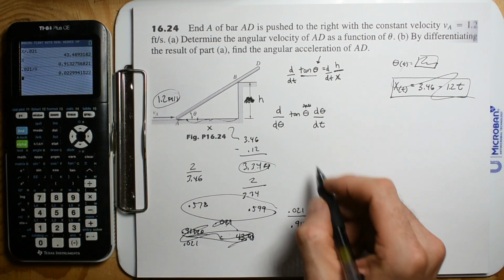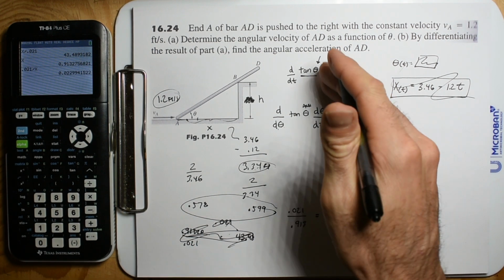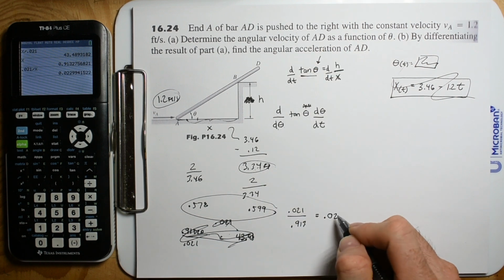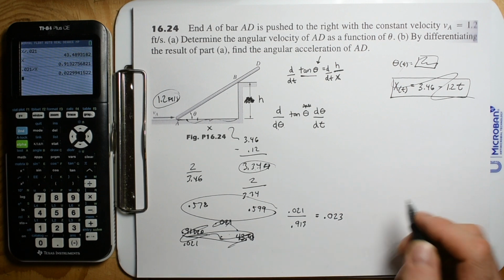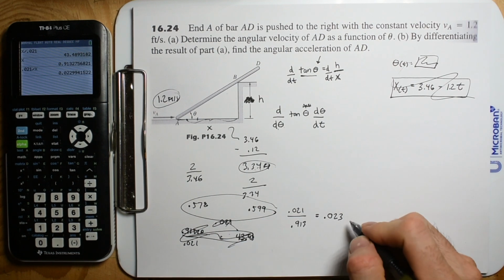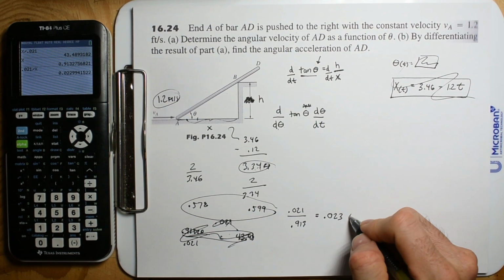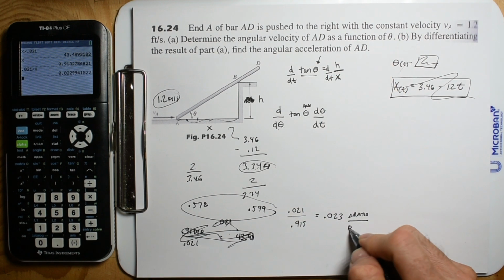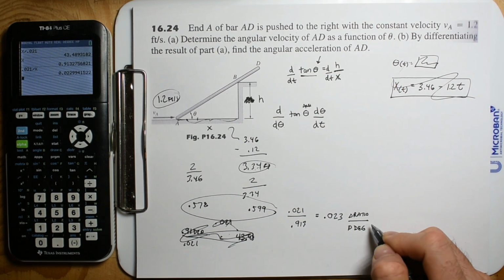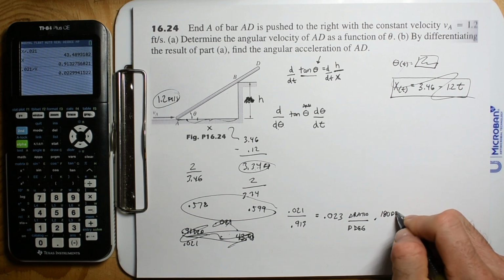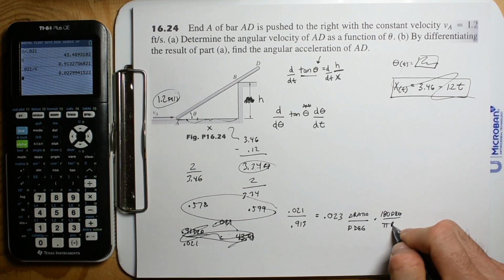So the derivative of that is going to be 0.023. But this number is probably nonsensical because it's the change in the ratio of the tangent, right? But divided by the change in degrees. So we would actually need to change this. We would multiply by 180 degrees divided by pi radians.